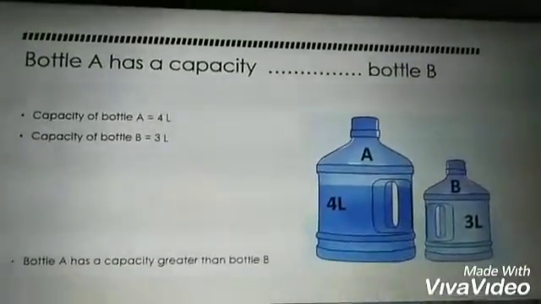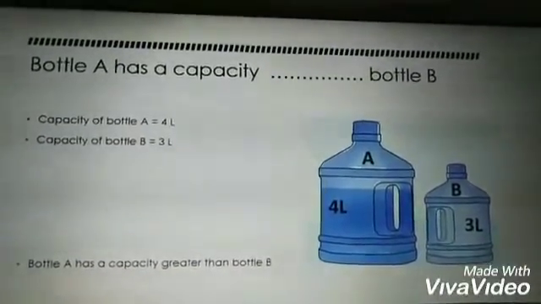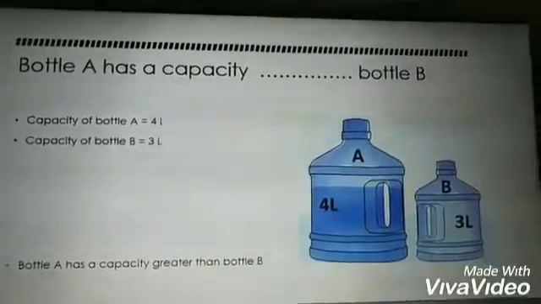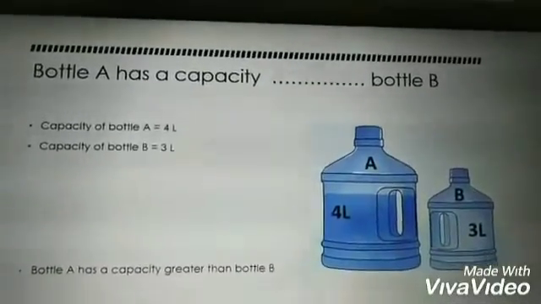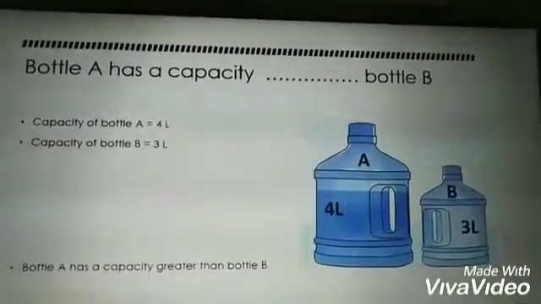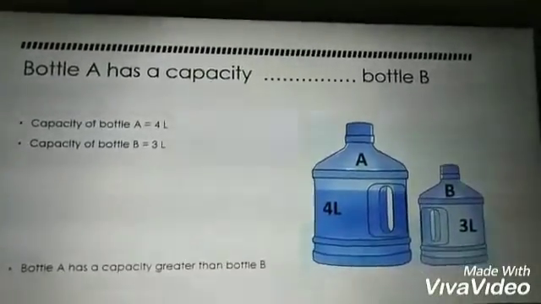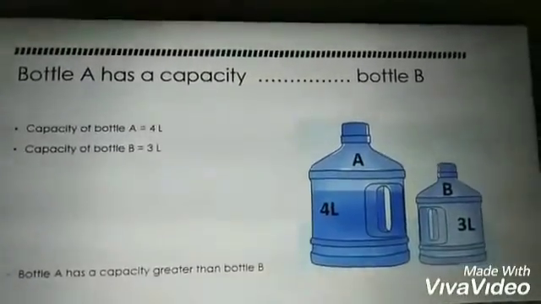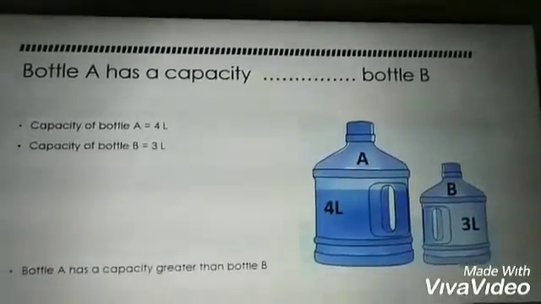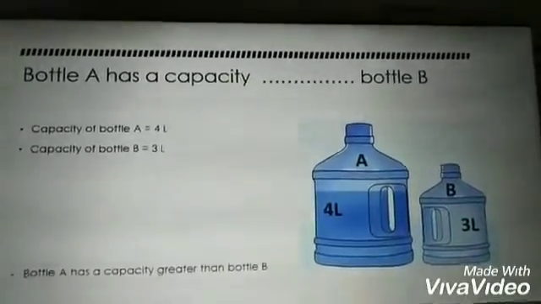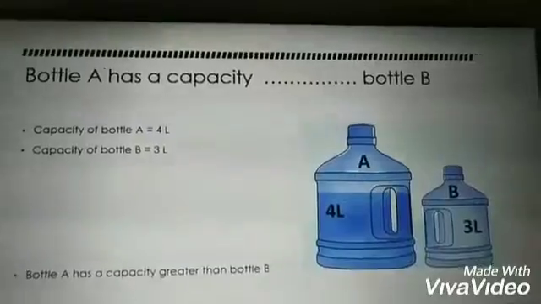So, since bottle A has a capacity of 4 liters and bottle B has a capacity of 3 liters, this means that bottle A has a capacity greater than bottle B. So, the missing blank will be greater than. Bottle A has a capacity greater than bottle B.